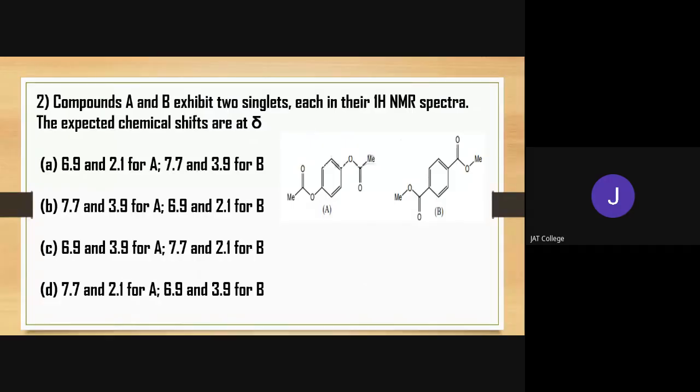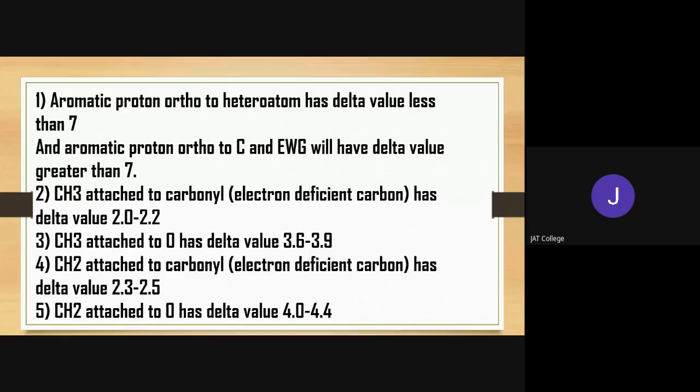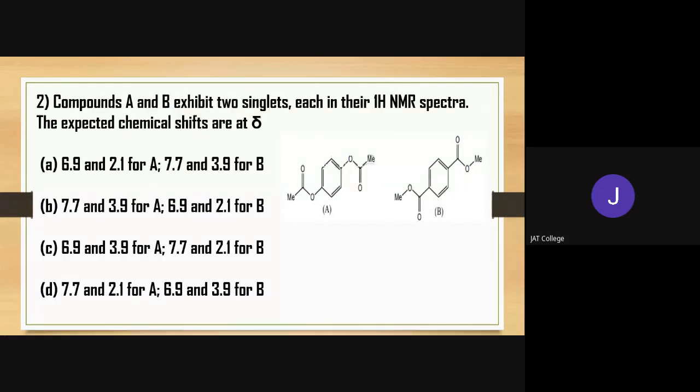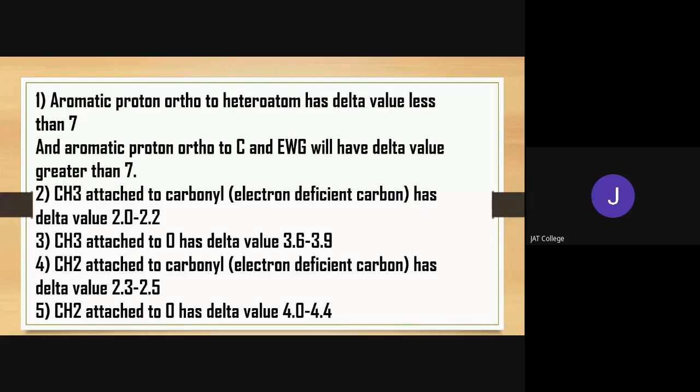So for this purpose, what have we considered? We have considered the first point. Aromatic proton ortho to heteroatom has the delta value less than 7. So less than 7 value is possible for A, not for B, because in B, carbonyl is directly attached to the ring. And if carbonyl is directly attached to the ring, take here, the aromatic proton is ortho to carbon, here carbon is written. Carbonyl is an electron withdrawing group.